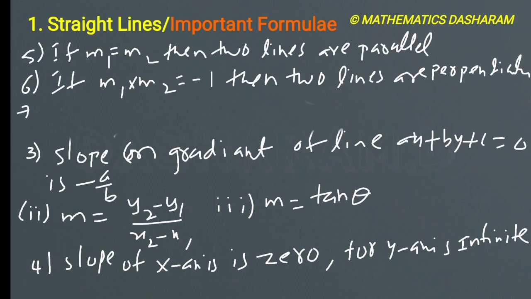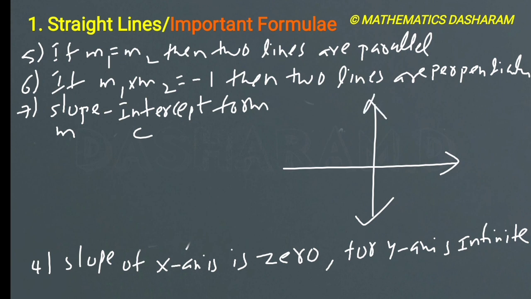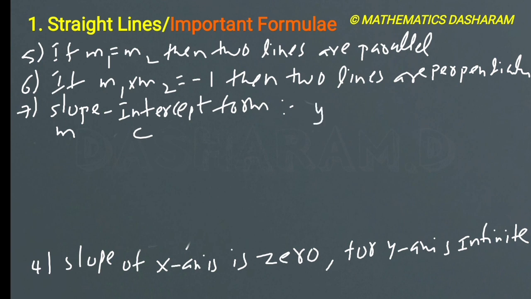Next, the seventh one is slope intercept form. For example, slope is m, and the y-intercept is c. What is the meaning of intercept? So this is the x-axis, this is the y-axis, and this is a line. This line is intersecting the y-axis at one point, that is 0 comma c. This distance is called c. In this case, the equation of a straight line is y equals mx plus c.